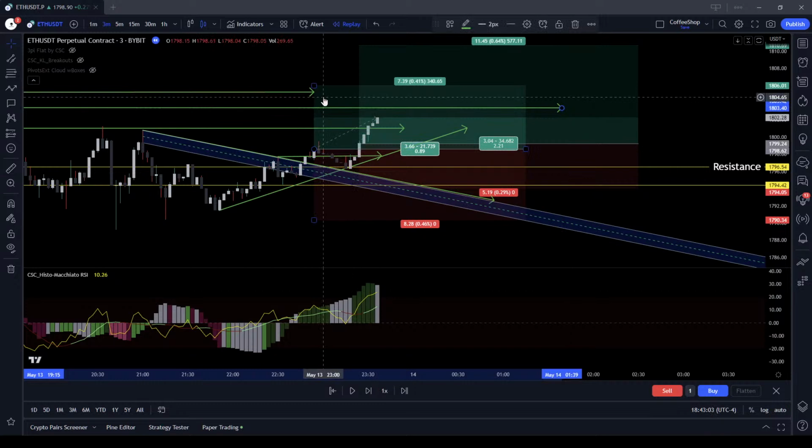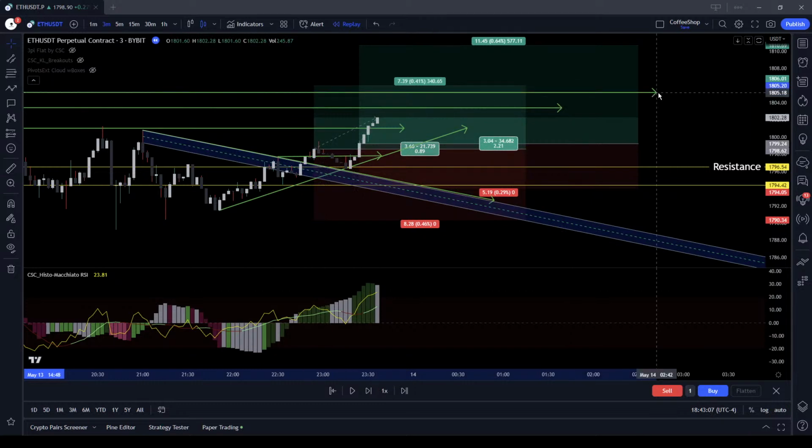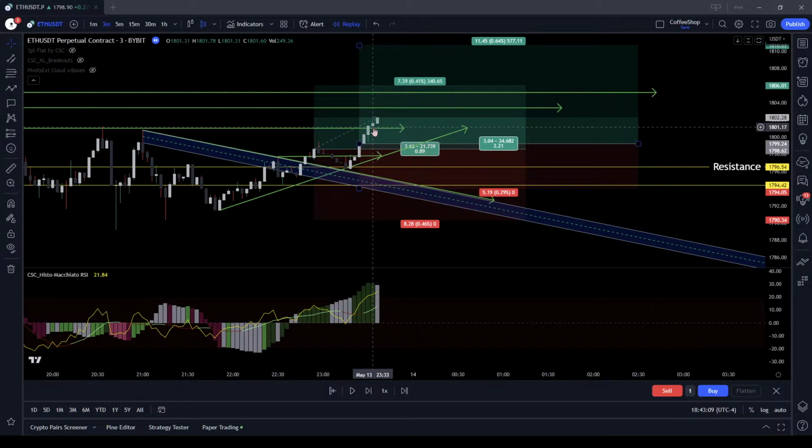Here we go. I'm just kind of dragging these out further, so I just kind of make them level again. There we go. All right. So we hit take profit 1. 3 more candles. Let's see what we got.